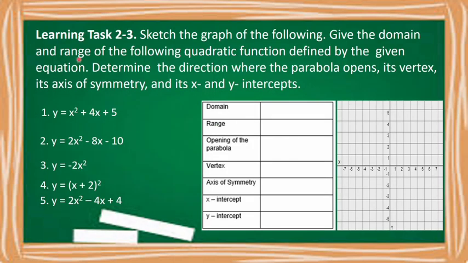In learning task 2 and 3, we will have to give the vertex, the axis of symmetry, the x and y-intercept, the direction of the graph, and the domain and range. We have 5 examples in our learning task 2 and 3, and 3 of them are the same as in our learning task 2 and 3 in our module. And of course, we don't forget to graph our given function.